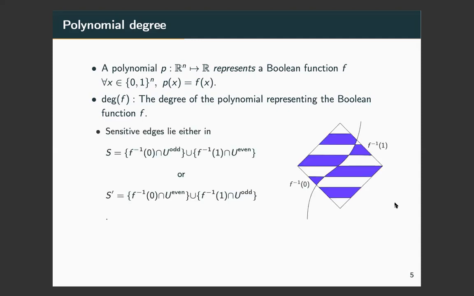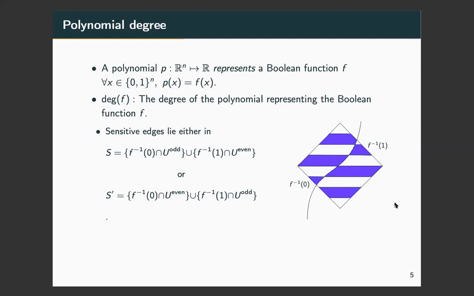Recall that the edges in the hypercube are between odd vertices and even vertices. As shown in the figure, the vertices of the hypercube can be arranged in layers based on their Hamming weights. The vertex in layer 0 has Hamming weight 0, vertices in layer 1 have Hamming weight 1, and so on until layer n, which has the vertex with Hamming weight n. Alternate layers have opposite parity with respect to Hamming weight.